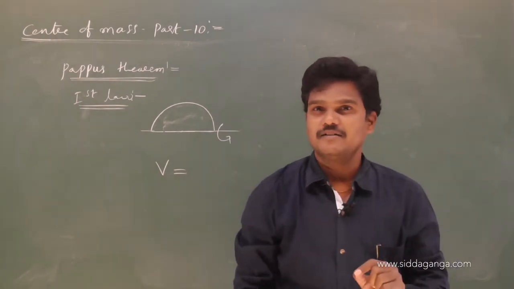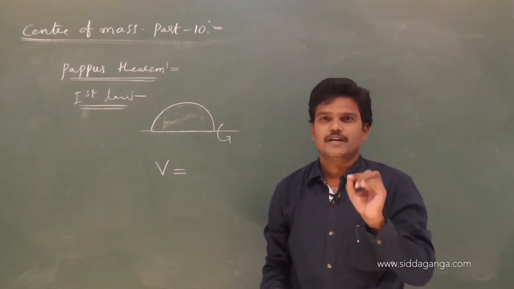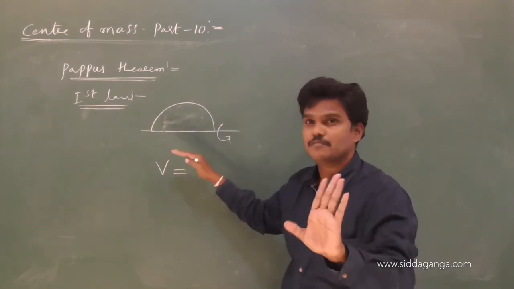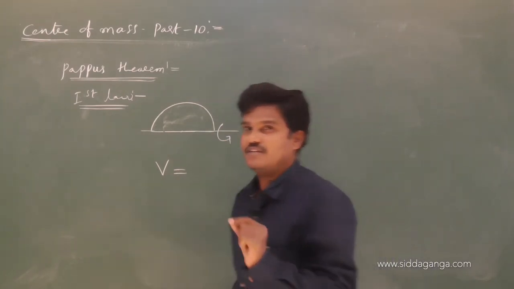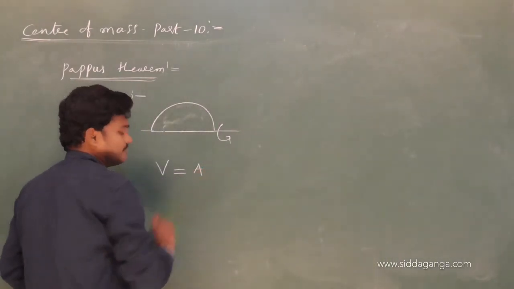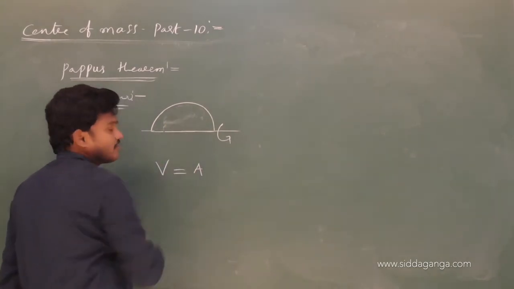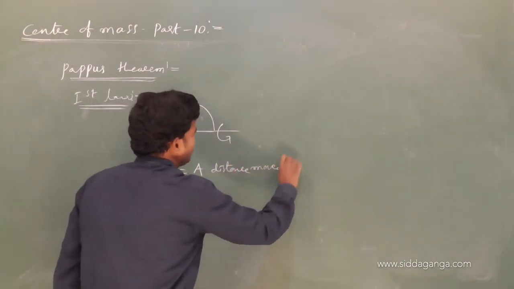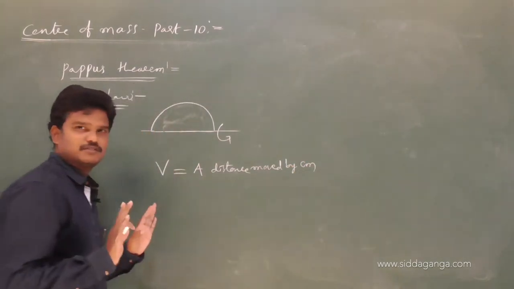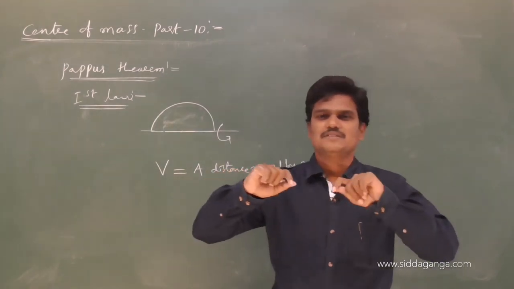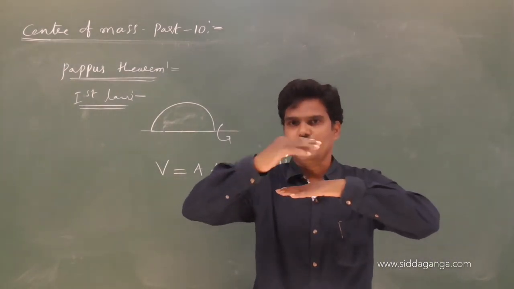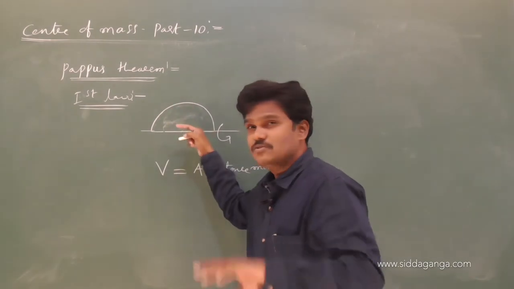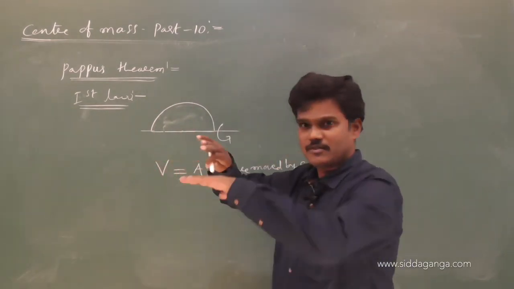So that volume is generated by revolution of a closed plane lamina, otherwise by revolution of a circular plate, semicircular plate. And this volume generated is equal to the area of that plate, which initially has some center of mass, times the distance moved by the center of mass. So this is the first principle. Volume is generated when a semicircular disc is rotated. By the revolution of the semicircular disc, some volume is generated. Now, what is the volume? It looks like a solid sphere, because it is going to cover a solid sphere.